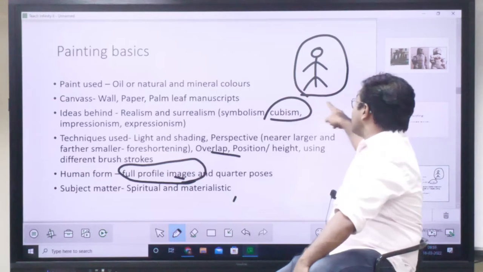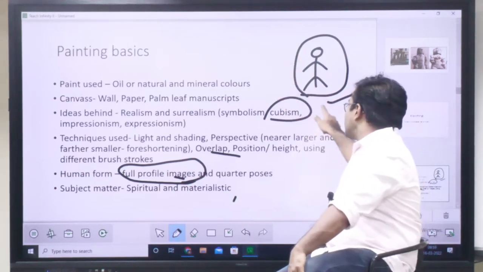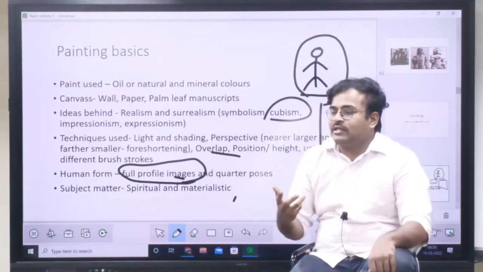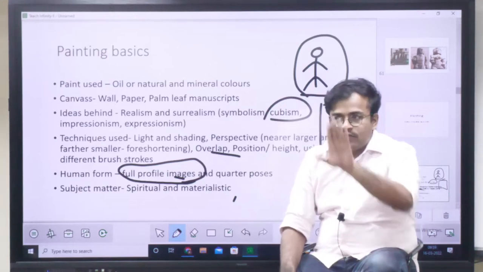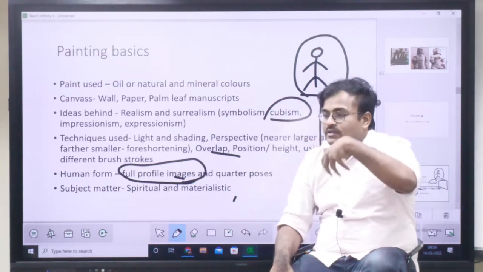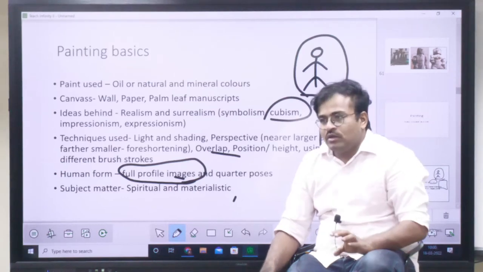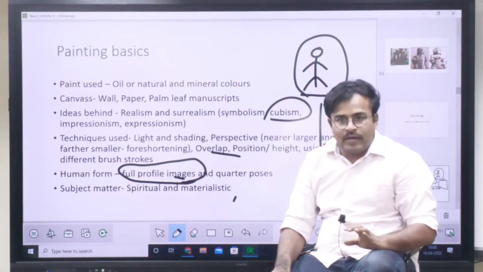Symbolism, from one perspective, is based on the human form. The second is based on symbolic paintings which have a deeper meaning than what is perceived by the eye. Are you getting it? If you see the image, it might seem one way, but its actual meaning is something different. Along with that, they also experimented with cubism by drawing some fantastic animals.